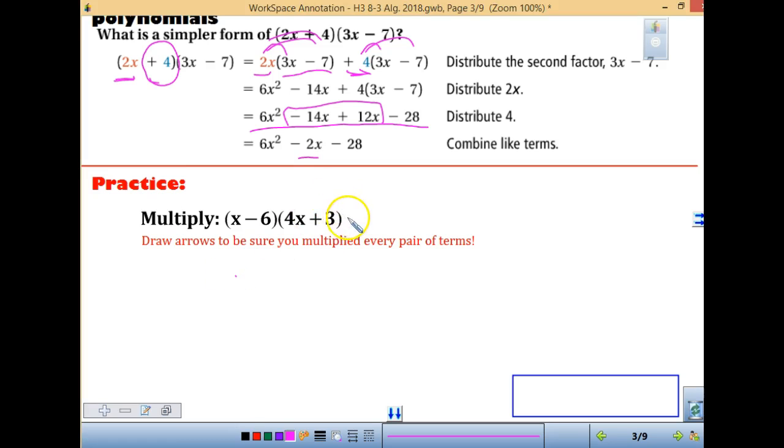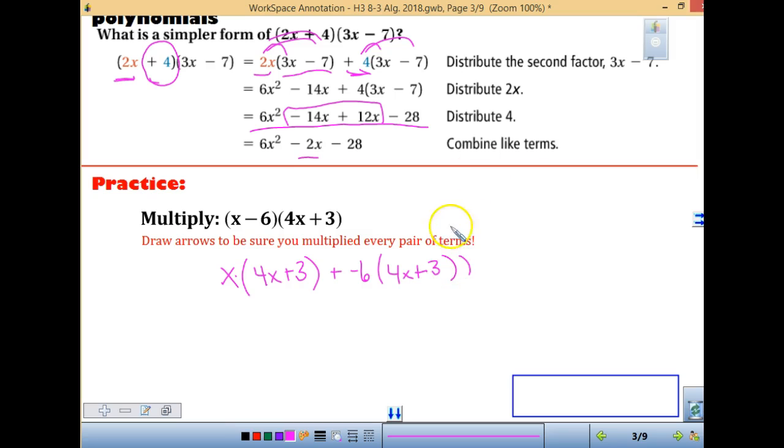So if we are writing this problem, next step down, and I would recommend going down with your problems instead of across, we're going to put x times what? 4x plus 3. And then I'm going to put either a plus negative 6 or a minus 6. So writing this in your notes, please. And we are going to take negative 6 times 4x plus 3.